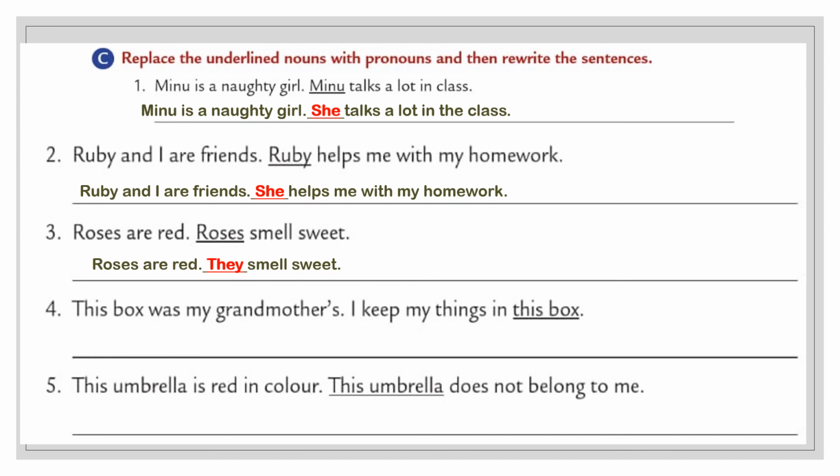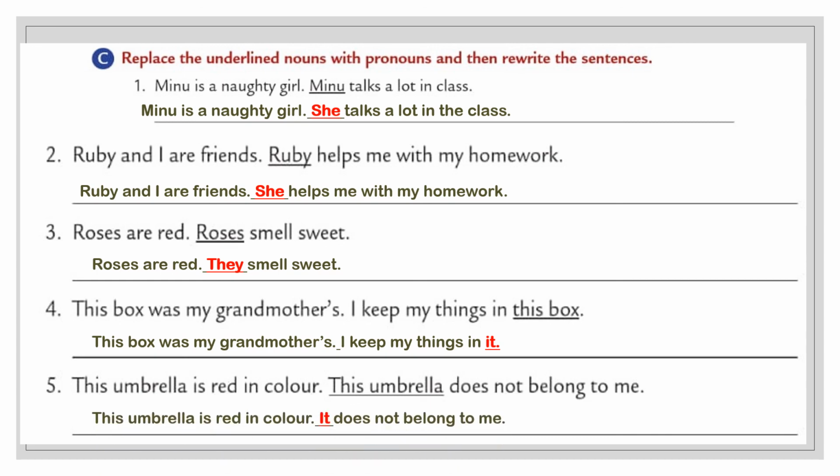Fourth one, this box was my grandmother's. I keep my things in this box. So rewrite the sentence and which pronoun will you use for this box? As I told you earlier, for objects, for things, we use it. Okay, so you will write I keep my things in it. Fifth one, this umbrella is red in color. This umbrella does not belong to me. This umbrella is underlined, so you have to use one pronoun instead of umbrella. So now this umbrella, again, umbrella is a thing, so we will use pronoun it.